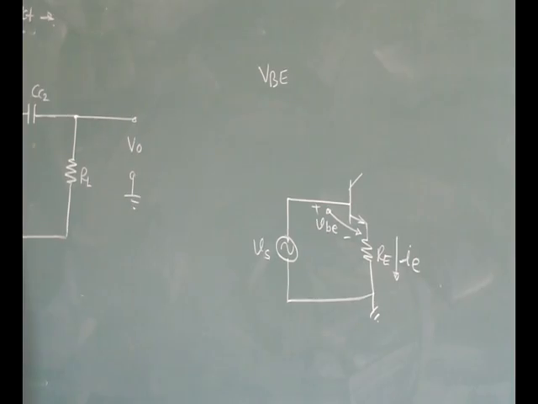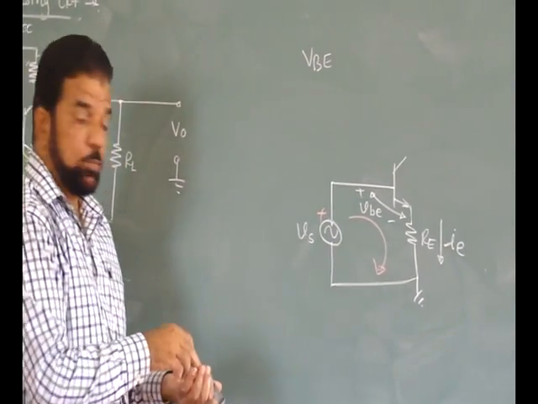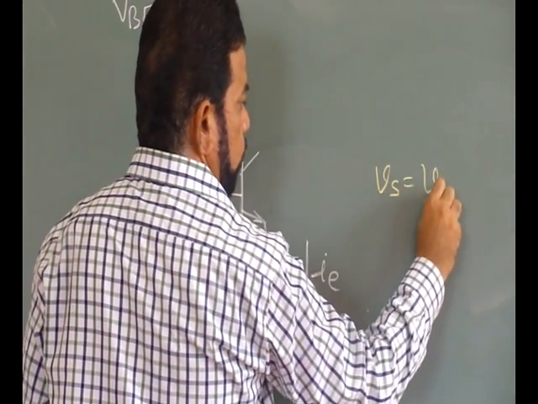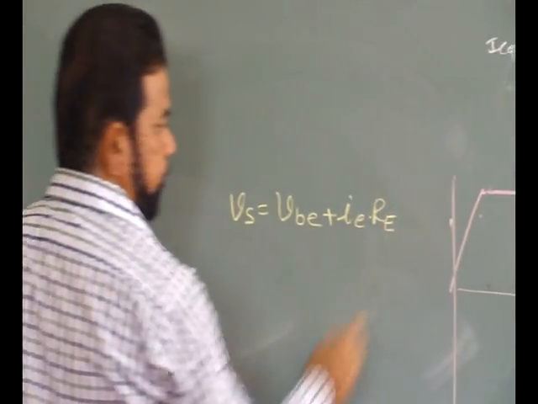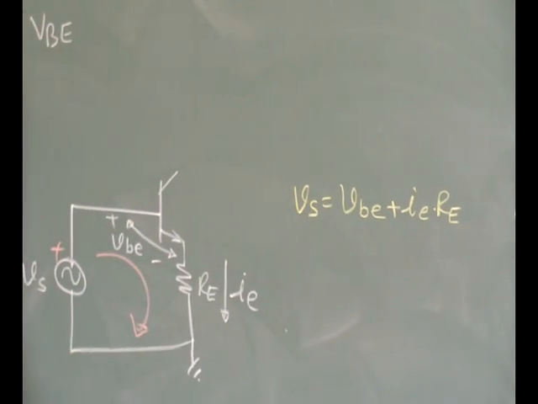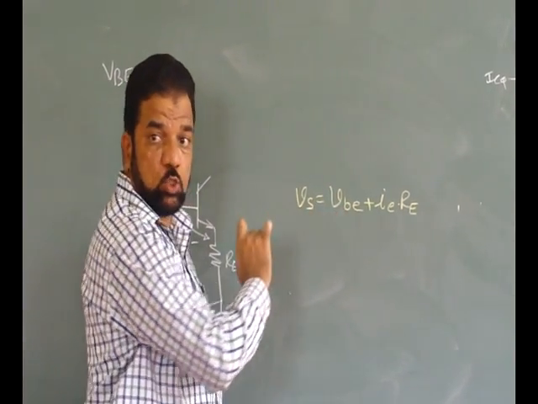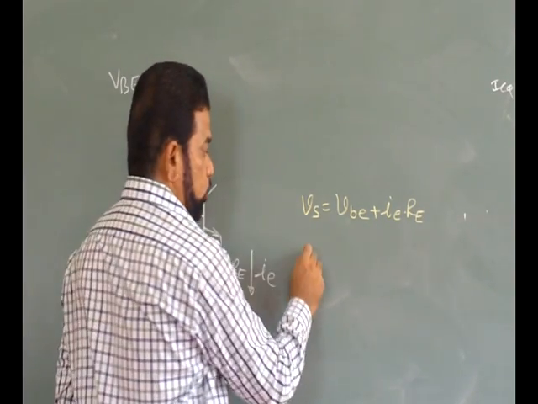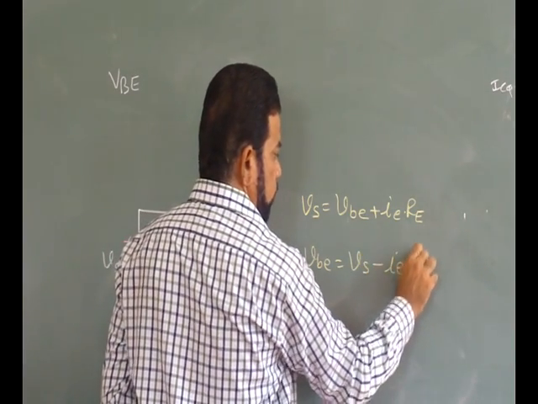Are you getting this? Now if you apply KVL to this loop, corresponding to the positive half cycle, the equation comes out to be VS is equal to VBE plus IE into RE. Right? So what is this VBE? It is the effective base to emitter voltage which determines the output. So VBE is equal to VS minus IE into RE.